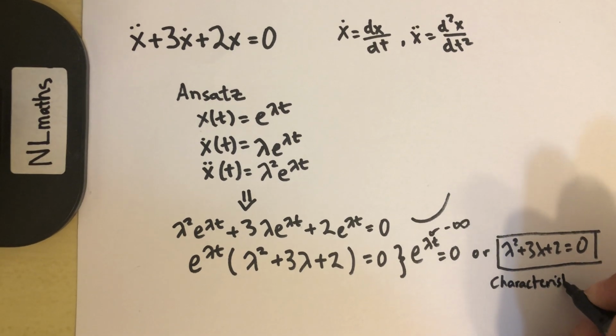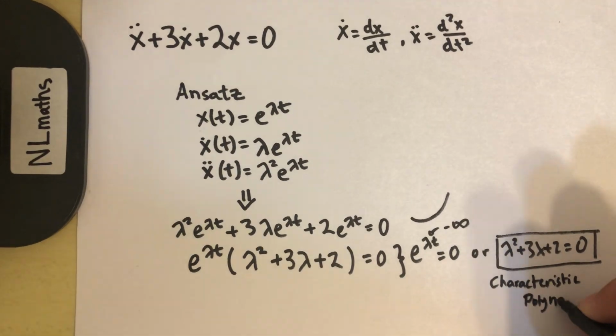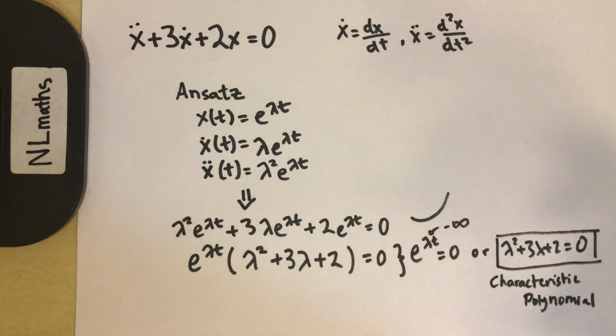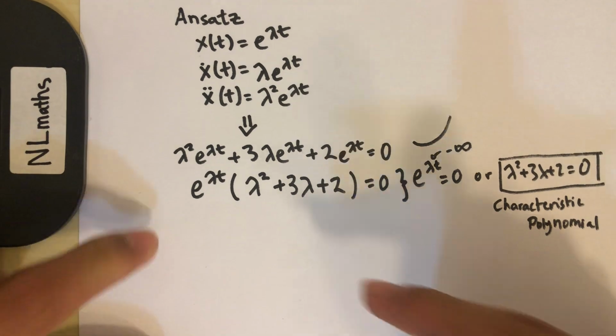Characteristic polynomial, and it's very important. And you may notice that it has the same name as the characteristic polynomial with eigenvalues and eigenvectors, and you will see the match immediately later. So I'm going to write down here, we're going to continue.